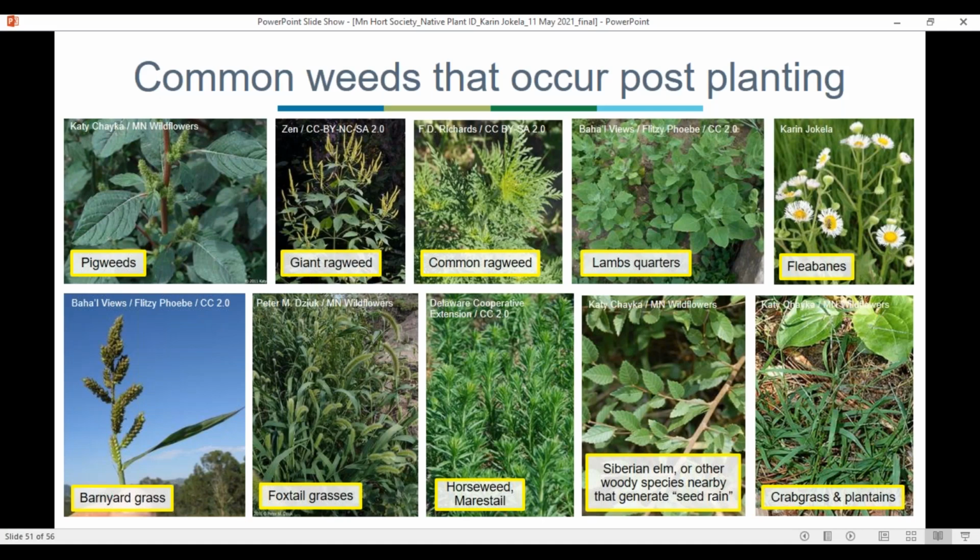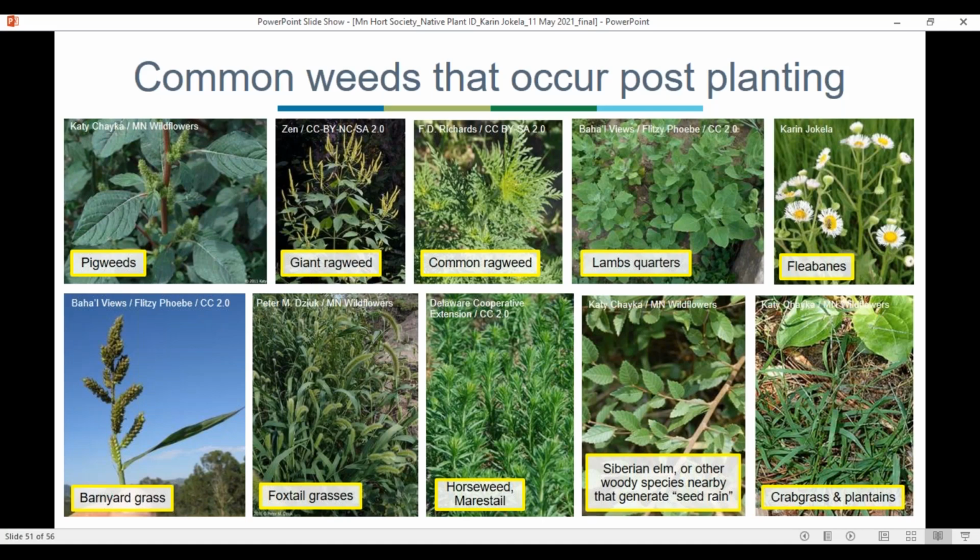So again, I'm not giving you necessarily identification tips here, but I'm just giving you a little checklist of species that are likely to occur. You might want to get familiar with them on Minnesota Wildflowers or some other resource like that, so that when you do see them, you don't panic. It's okay that they're there.